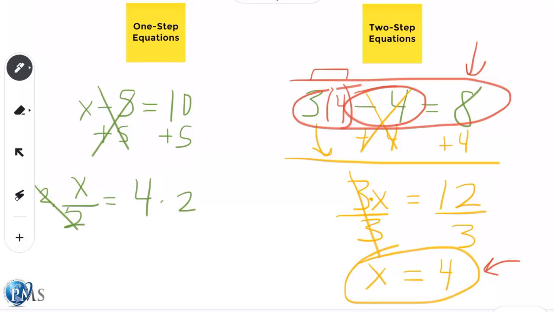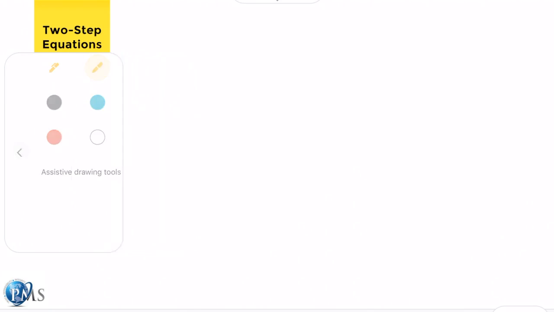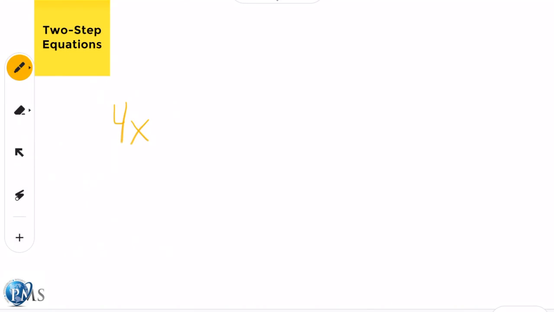So we'll do a couple more practice problems with two-step equations based off of what we did in the last video. So just a couple more to practice. Two-step equations. Why don't we do 4x plus 7 equals 35.